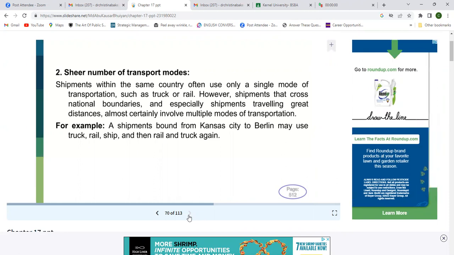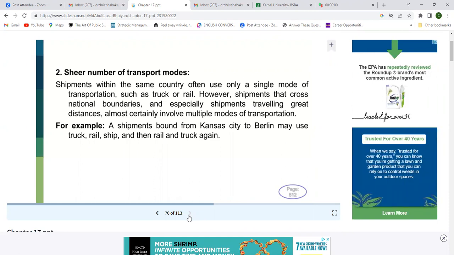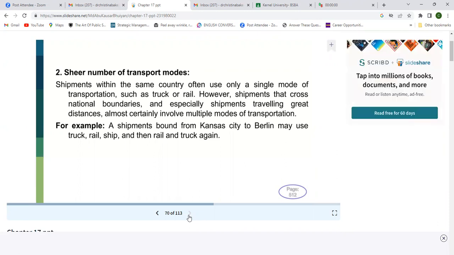Sheer number of transport modes. Shipments within the same country often use a single mode of transportation, such as a truck or rail. However, shipments that cross national boundaries, especially those traveling great distances, almost certainly involve multiple modes of transportation. For example, a shipment bound from Kansas City to Berlin may use a truck, then rail, ship, rail, or truck again.